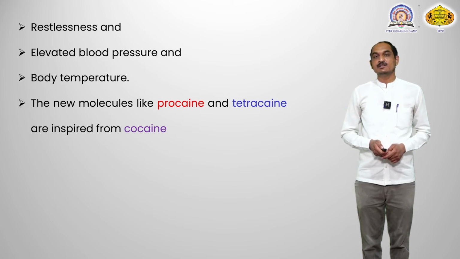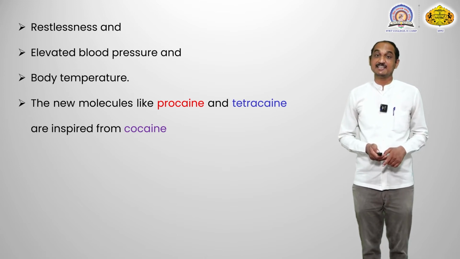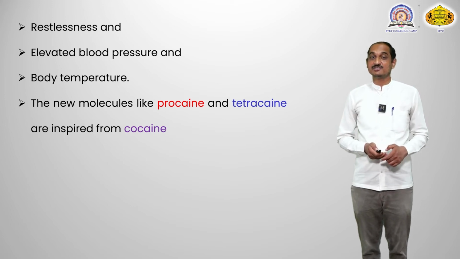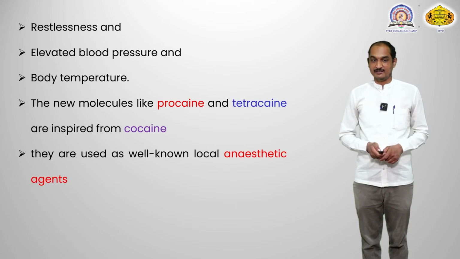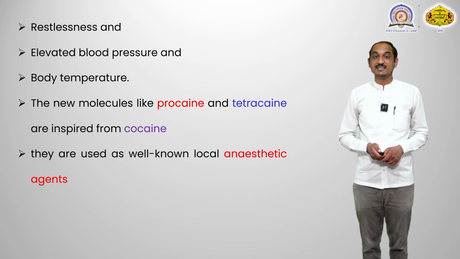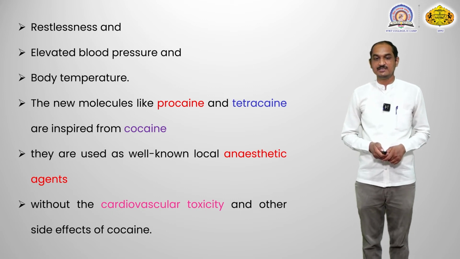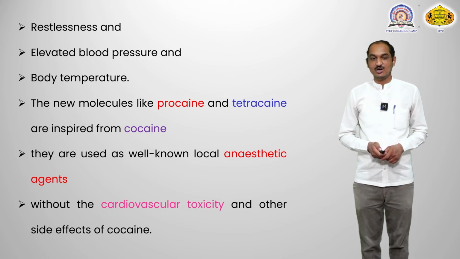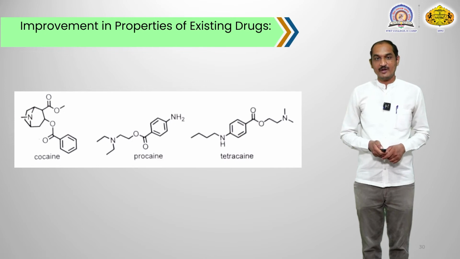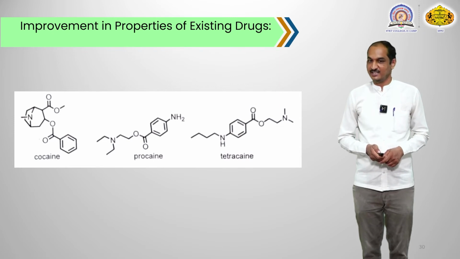Therefore, new molecules like procaine and tetracaine are inspired from cocaine. These molecules are used as well-known local anesthetic agents, and they are used without the cardiovascular toxicity and other side effects of cocaine. Okay, this is the structure of the cocaine molecule along with procaine and tetracaine, which are used as local anesthetic agents.